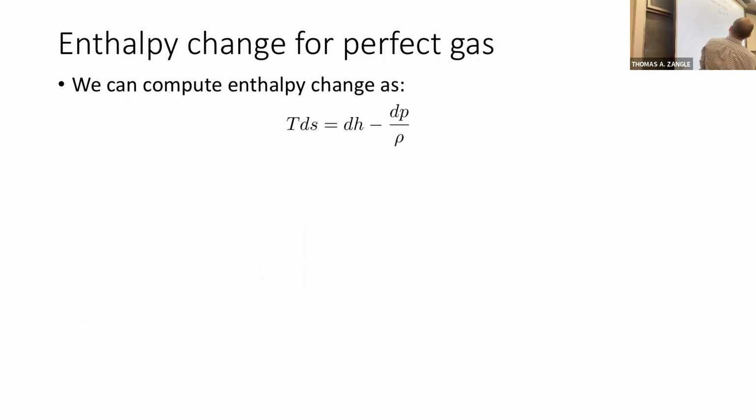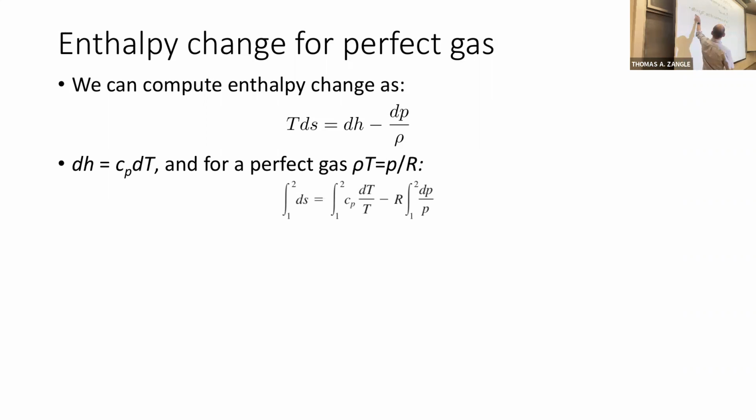So we can also look at this. We can compute enthalpy change based on change in entropy, as T dS is dH minus dP over rho. We know that dH is CP times dT, from our relationship on the previous slide. And for a perfect gas, we can pull that rho over, and we have rho T is P over R, just a rearrangement of our ideal gas equation.